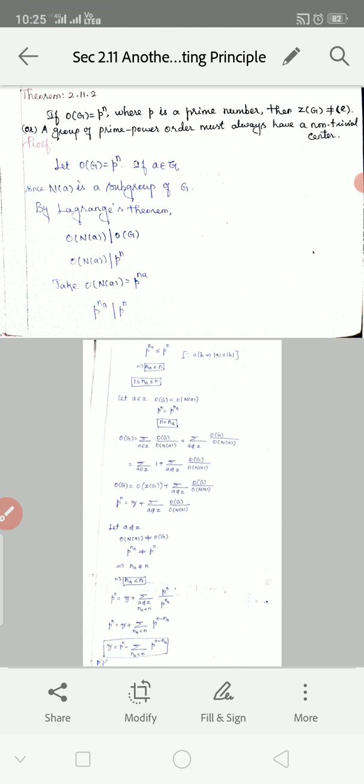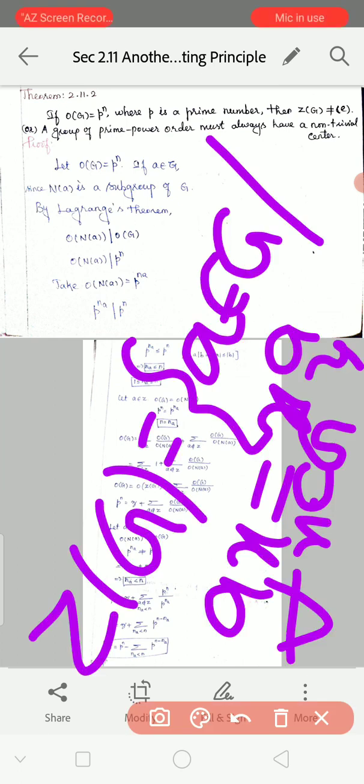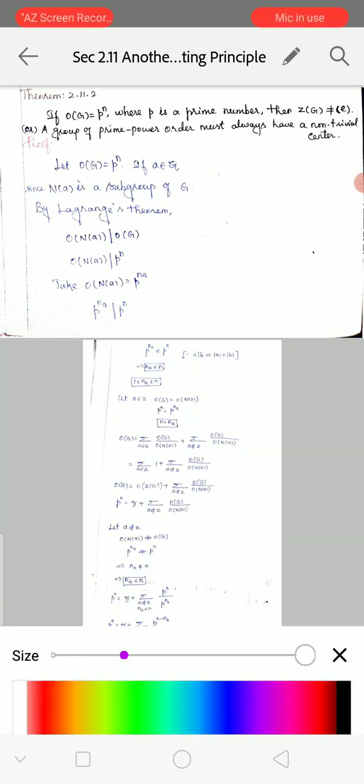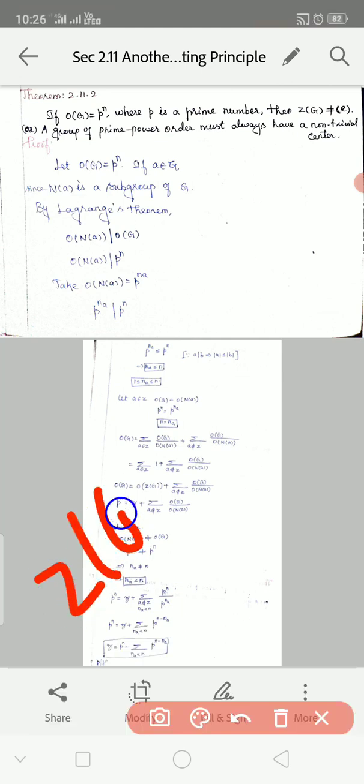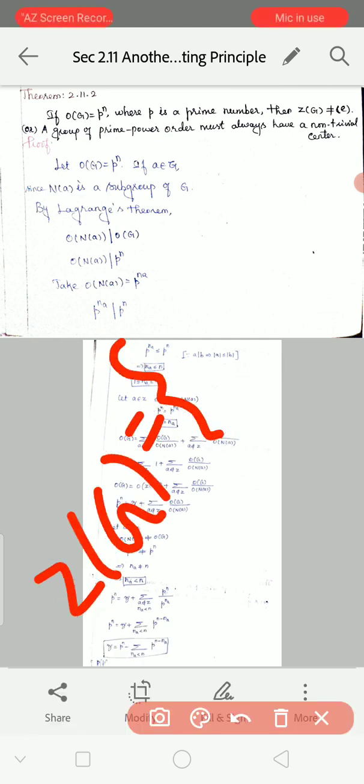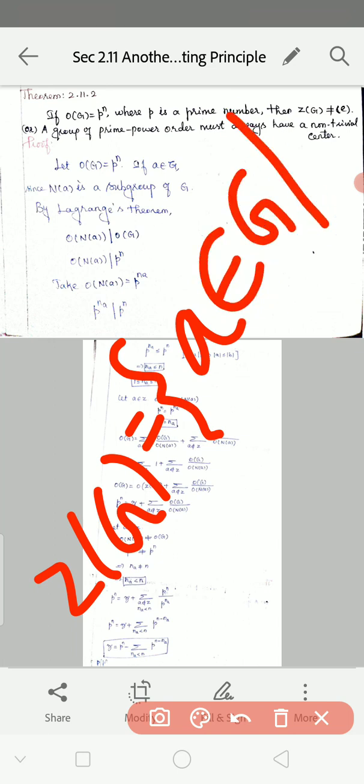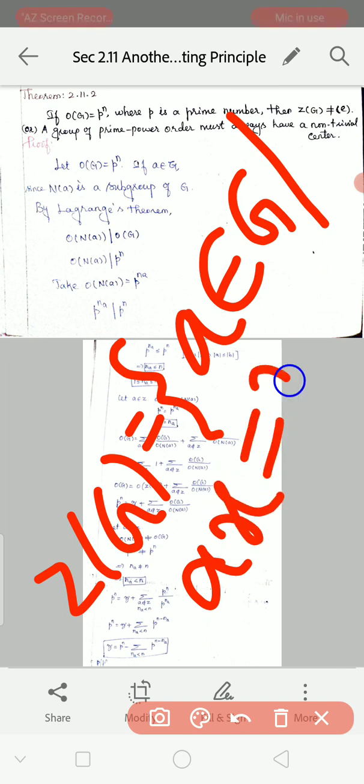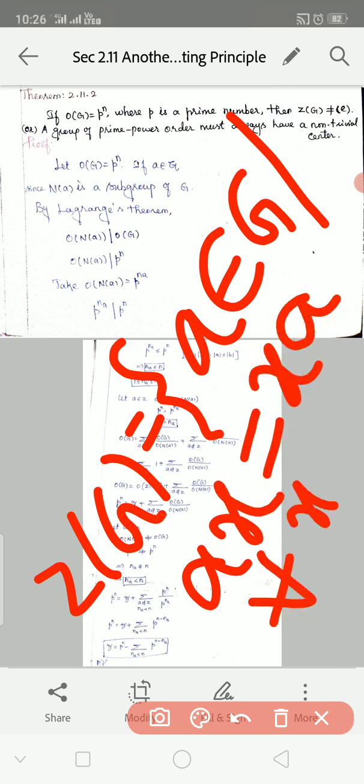Before we see the proof of the theorem, we need some basic definitions. Center of G. The center capital Z of G of a group G is the set of all a belonging to G such that ax equals xa for all x belonging to G. That is, center of G is denoted by capital Z of G equals the set of elements a belonging to G which satisfy the condition ax equals xa for all x belonging to G.